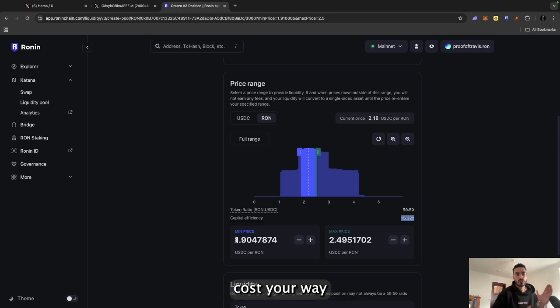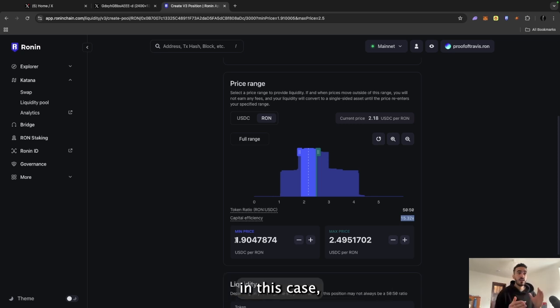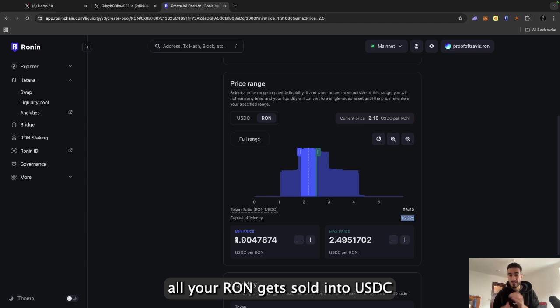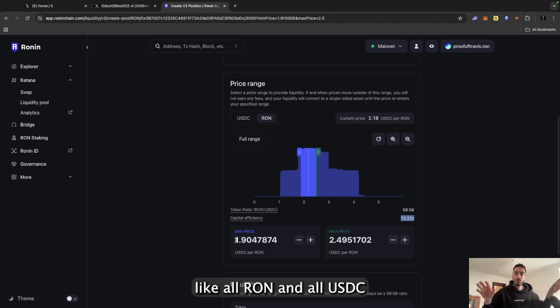So it's almost like you dollar cost your way all the way down under 190 and you're just all in on RON now. If RON's price goes above 250 in this case, all your RON gets sold into USDC and you're holding a bag of USDC. Now it'll go to its extremes, like all RON and all USDC, until it falls back into range, and then it'll keep swapping between the two.